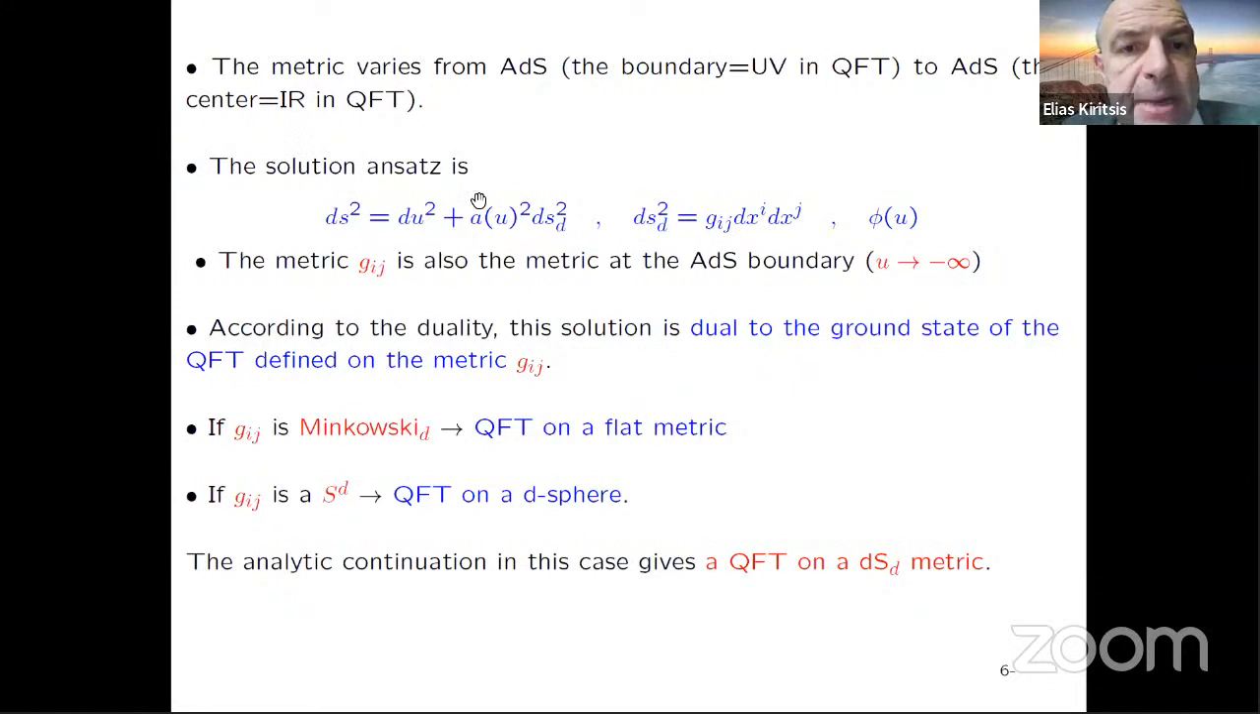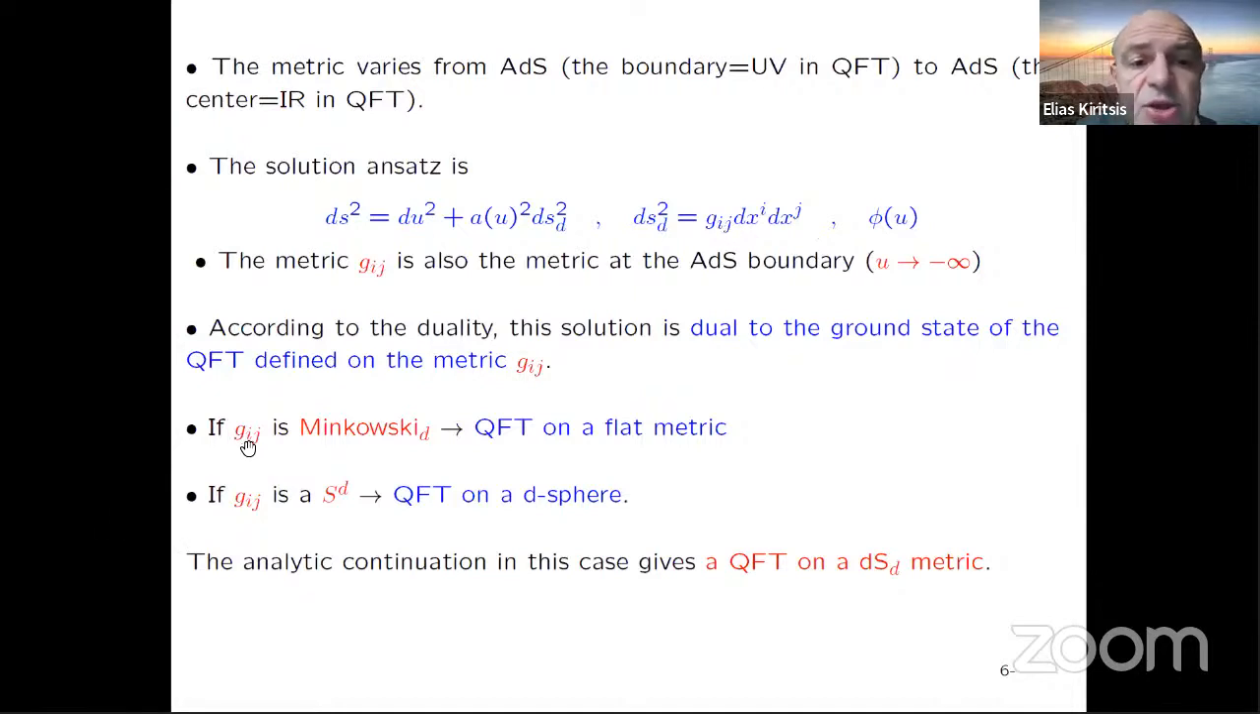So to describe such a flow, the metric ansatz in general we write is similar. That is, we have the radial coordinate that now is called the holographic coordinate. We have a scale factor that depends on u, and then we have slices. And on the slice, you can put several types of metrics that depend only on the slice coordinates. And essentially, in this ansatz, the boundary metric is essentially this g_ij. And usually in these coordinates, the AdS boundary is at u equals minus infinity. So according to the holographic duality, if you find such a solution, this is dual to the ground state of a quantum field theory, which is defined on this metric g_ij.